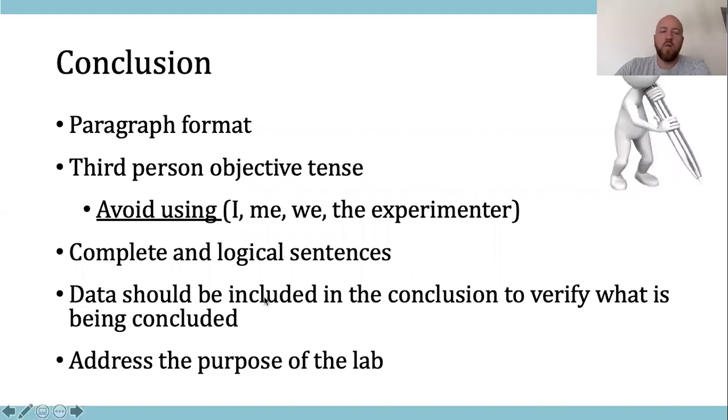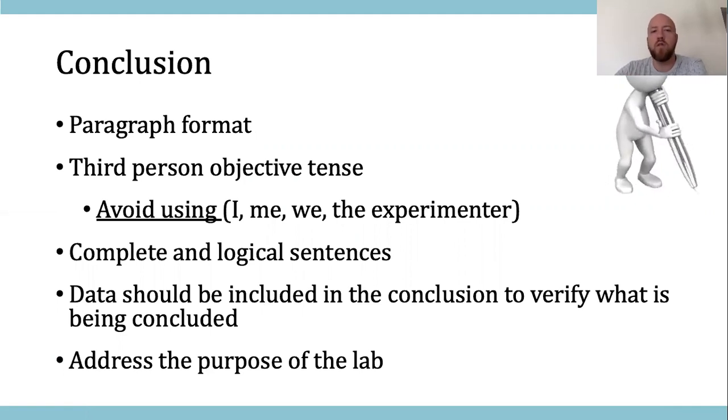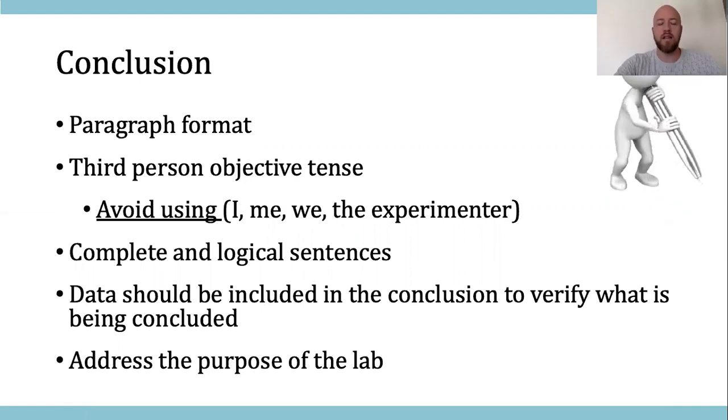So in general, when we are writing conclusions, there are some keys that are kind of universal. It usually doesn't matter what class you're in; generally, the type of writing that you do for a conclusion is fairly similar. Generally, we write in paragraph format, which means complete sentences. If we're doing scientific writing, we generally want to write in the third person objective. This usually means no I, me, we, or the experimenter. It's taking yourself out of the conversation.